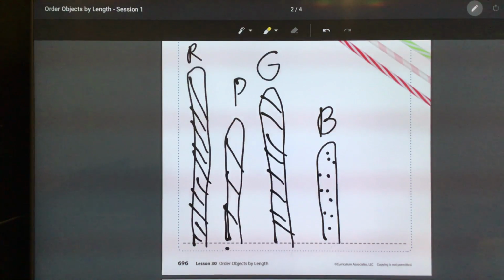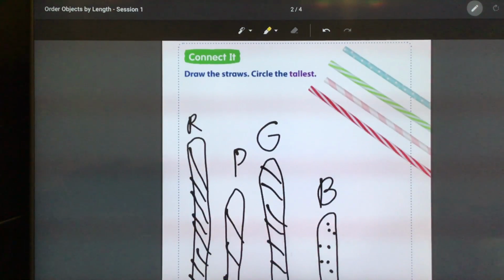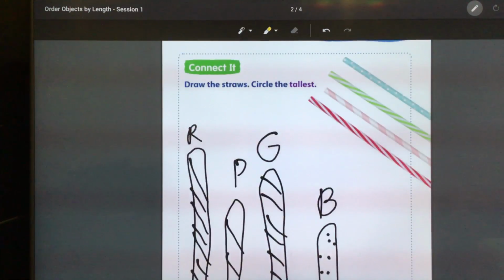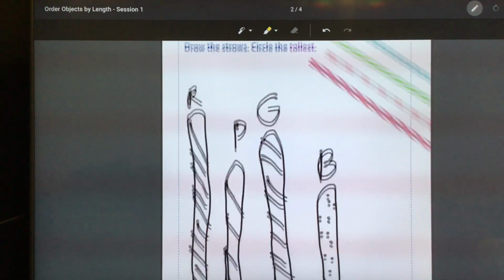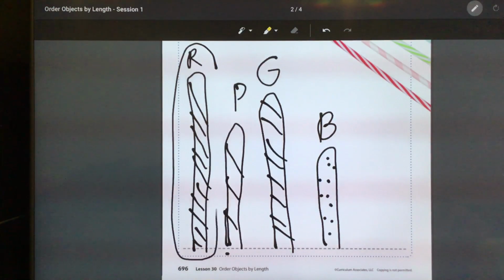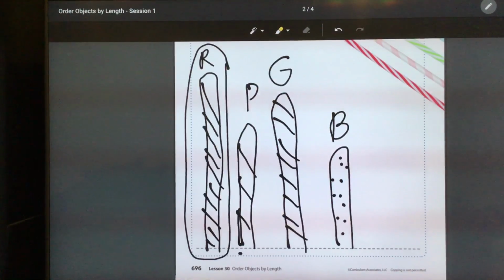Okay, when you look back up at the directions, it said to draw the straws, which is what we just did. And then it says to circle the tallest. So when you're looking here, they all start at the bottom. So now you're going up and you're comparing here which one is the tallest. I hope your answer is the first one. That is the tallest straw. It is the biggest straw of all the other ones.